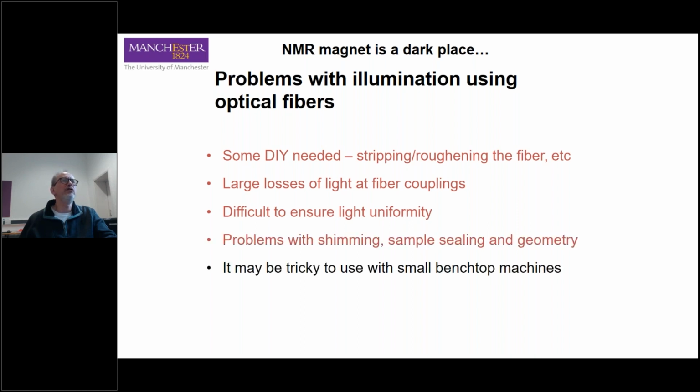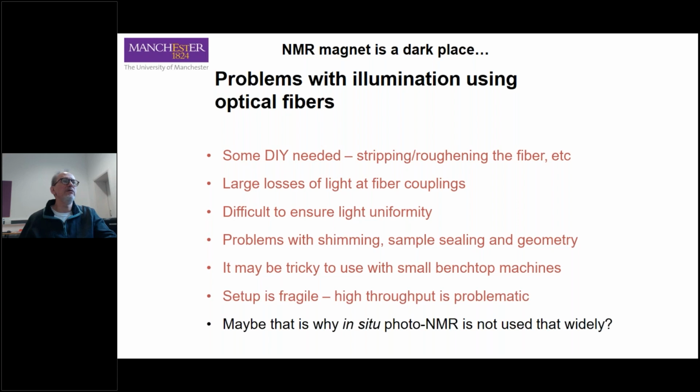It may be tricky to use with small benchtop machines, as additional supports for the fibers above the spectrometer may be needed. You can't just bend the optical fiber the way you want, because it will just snap. So setup is all glass and fragile, so high throughput perhaps is problematic. And maybe this is the reason why in-situ photo NMR is not used that widely, although as we see, a lot of people may want to use it.